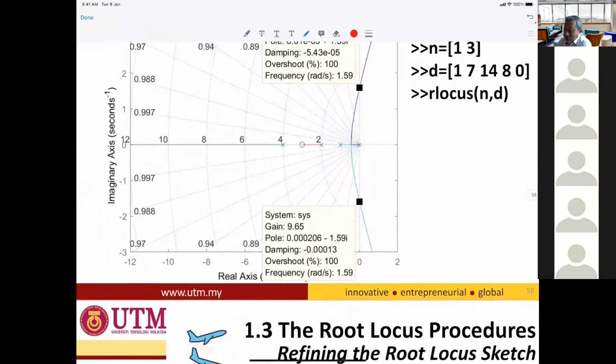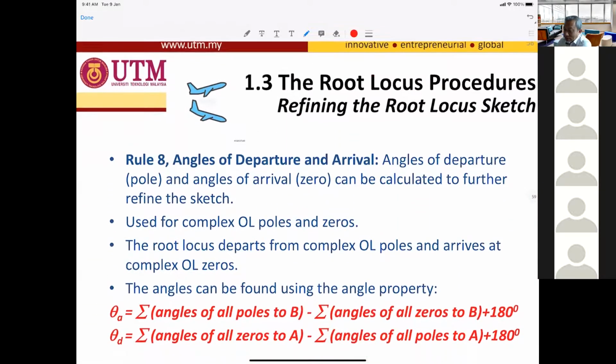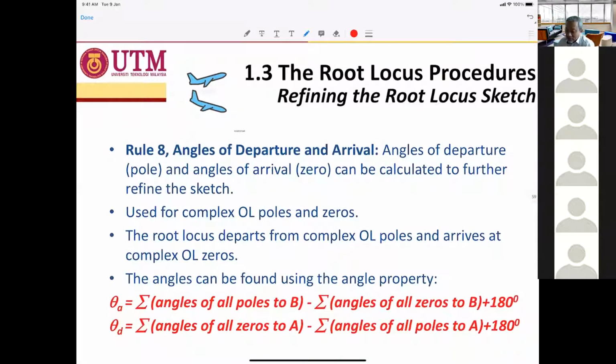Okay. Next one will be the root locus procedure for rule number 8, which is the angle of departures and angle of arrivals. Angle of departure is due to the pole, and angle of arrival is due to zeros. This is like an aeroplane concept now: depart from the pole, then arrival. These can be calculated to further refine the sketch.